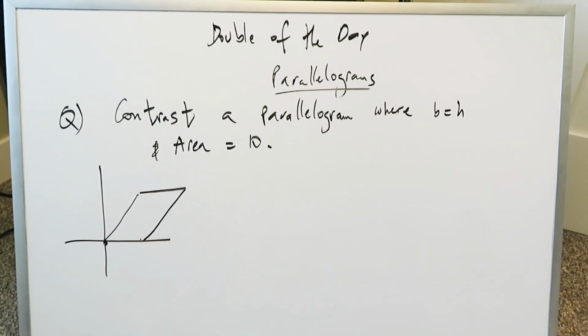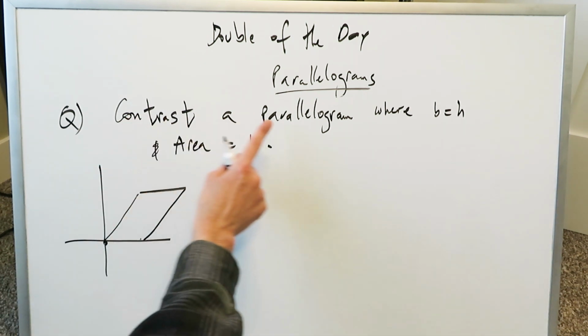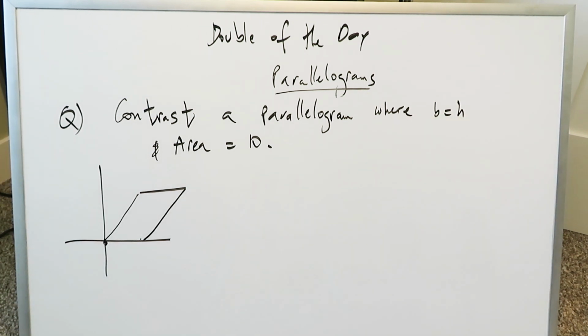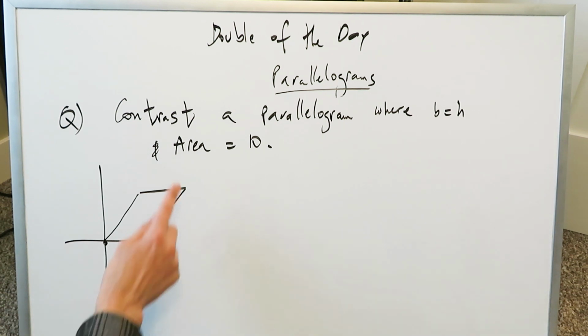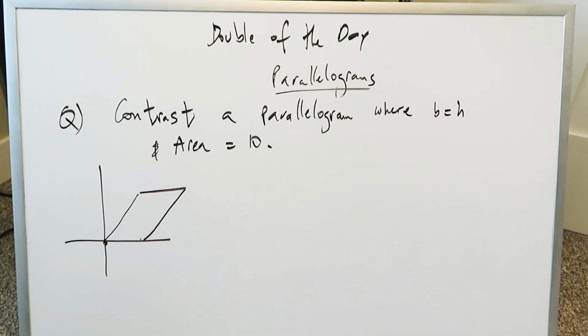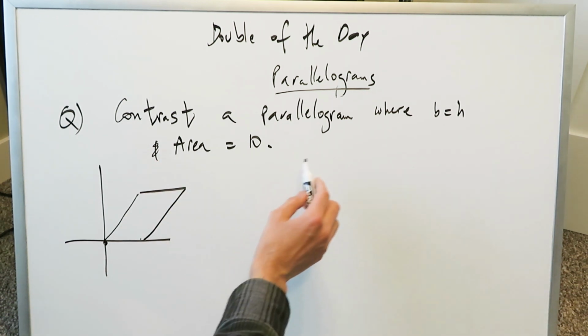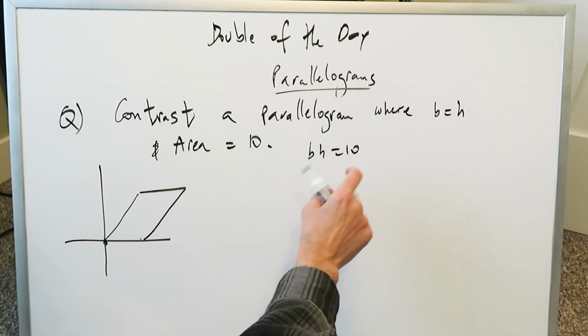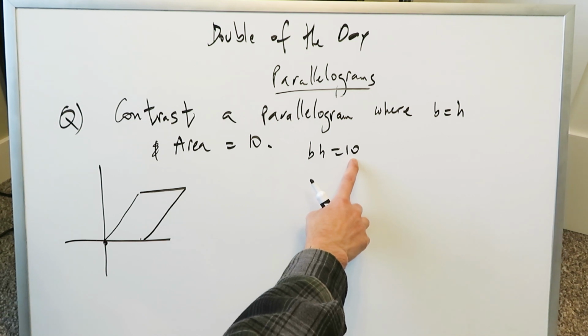Our second question is this, very well in line with the other one, but we have to do contrasting here. We have to contrast a parallelogram where base is equal to height. In the previous question we had base was equal to twice the height, meaning the base was twice the dimension of the height, but the area is the same. Now look how things will radically change over here. In this instance, you know base is equal to height, and base times height is always equal to the area, which here in this instance is equal to 10.